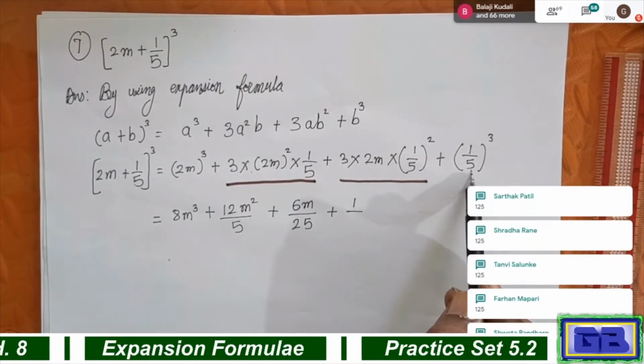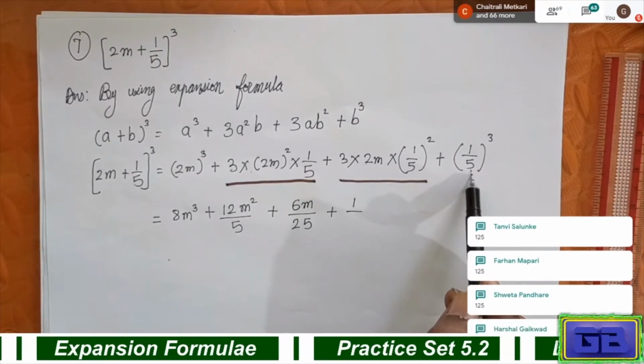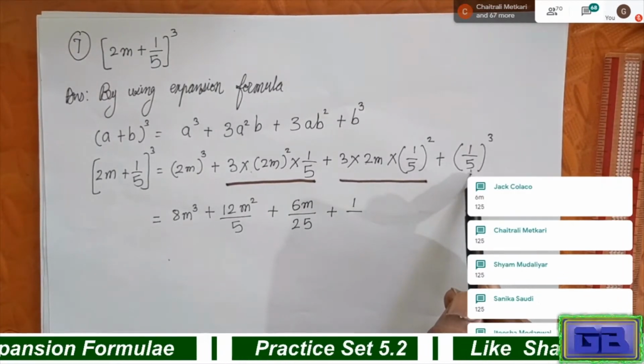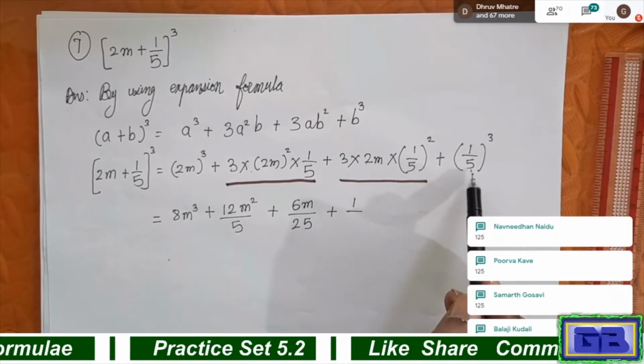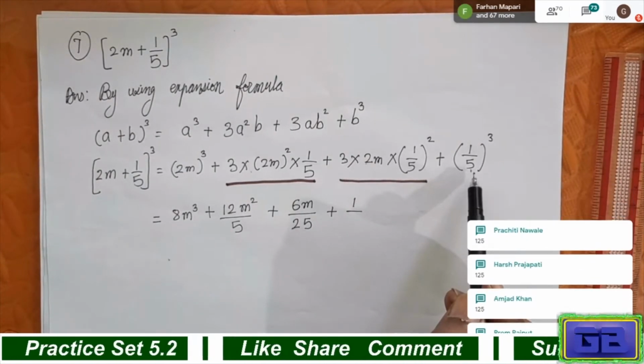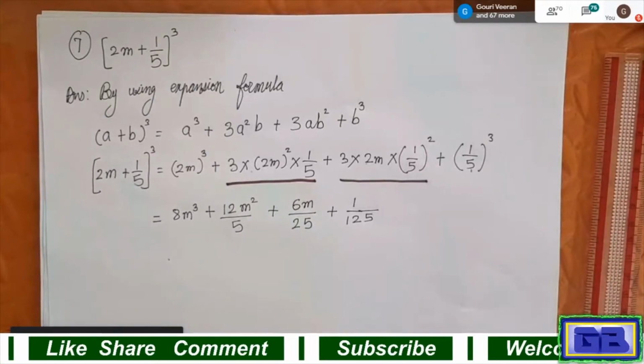Sarthak, Shraddha, Tanvi, Paran, Shweta, Harshal, Jack, Chaitrali, Sham, Tanika, Itisha, Navnidan, Purva, Samarth. The screen is going very fast. It means many are giving the correct answer.